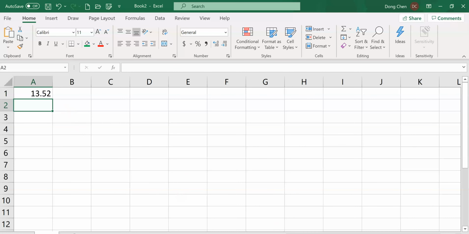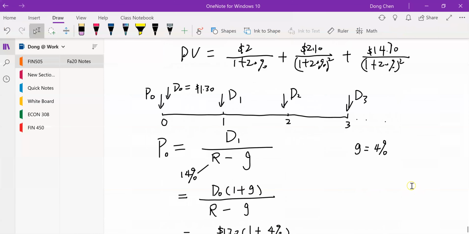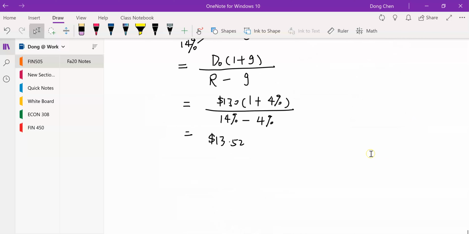All right, so how do we get this? Now we need to get this P3 instead of P0. What will the stock price be 3 years from now? The formula will be similar, except that now we need to get the next period dividend. Relative to 3, it should be 4, D4. So the formula should look something like P3 equals D4 divided by the same denominator as before.